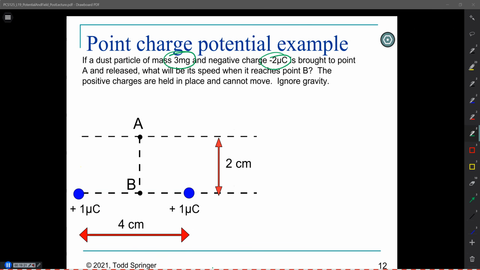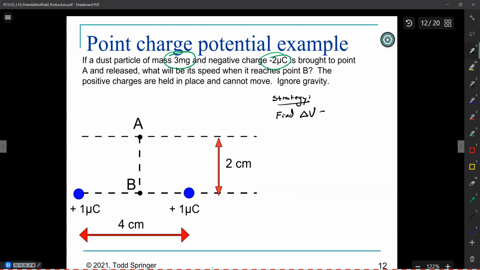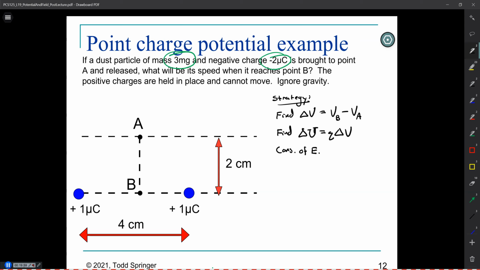Okay, so let's try to work this one out here. Here's our strategy. I want to find the potential difference between A and B. So I'm going to find delta V, which is going to be the potential at B minus the potential at A. Once I know that, I can find the change in potential energy, delta U, is equal to Q times delta V. And then I'm going to use conservation of energy. So let's try and put that plan into action here.